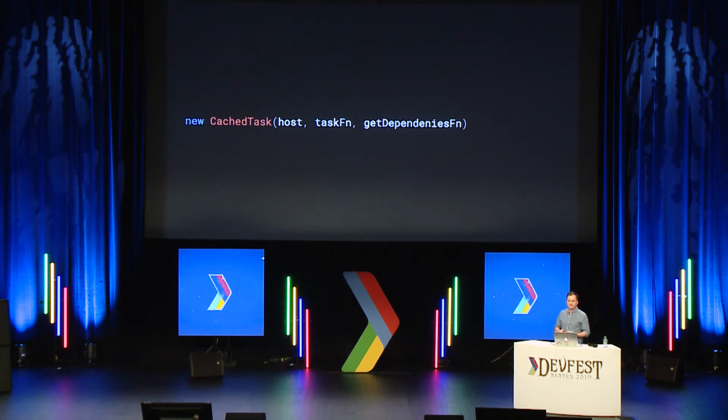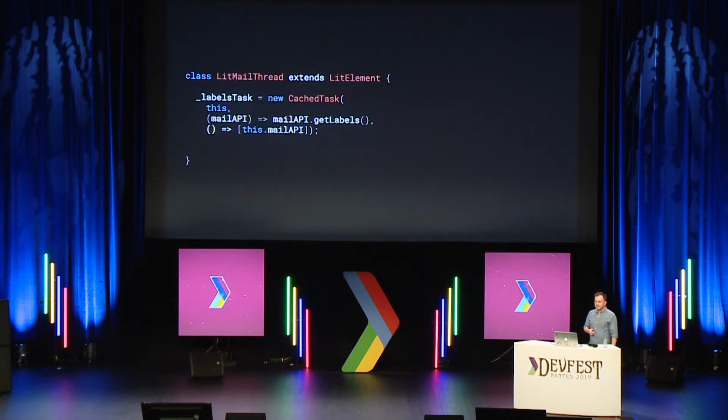So the API for creating a cached task looks like this. We want to give it a host element that it's going to call request update on to trigger a new update. We're going to give it a task function to do the actual work, and then we're going to give it a get dependencies function. So if the dependencies of this task change, it'll rerun it. And we use it like this.